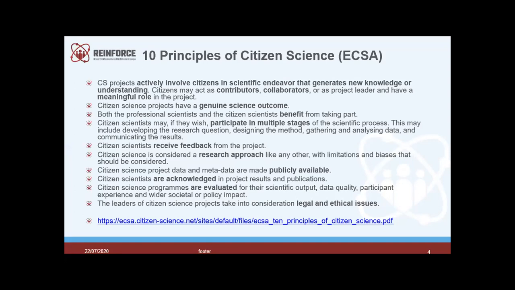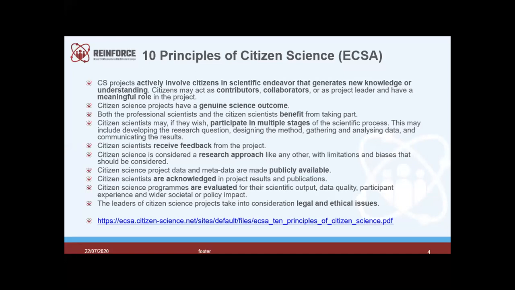So a core principle is, of course, that citizens may, whenever they wish, participate in more than one stage of the scientific process. That means it's not just about analyzing the data or doing a certain classification, but ideally they should be involved in the whole process: asking the research questions or questioning the research question, helping design the method, and obviously also disseminating and communicating the results.